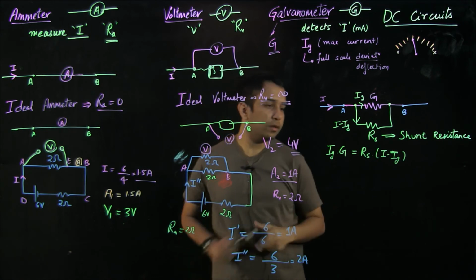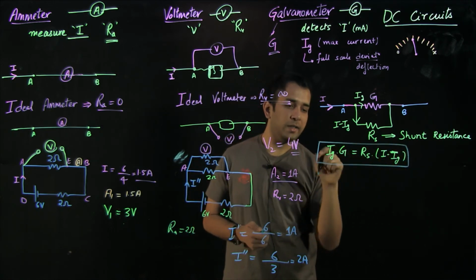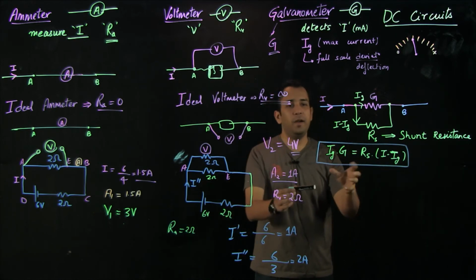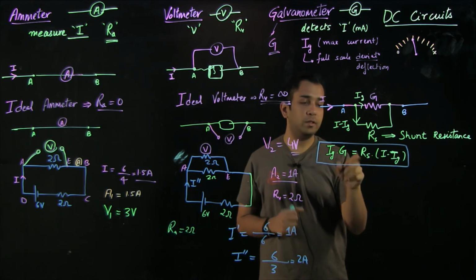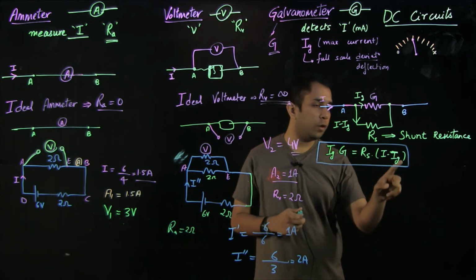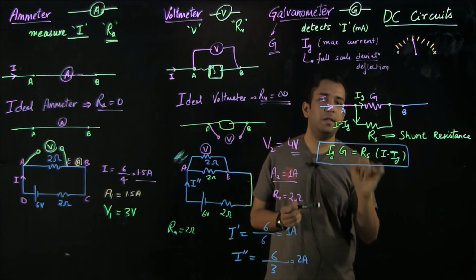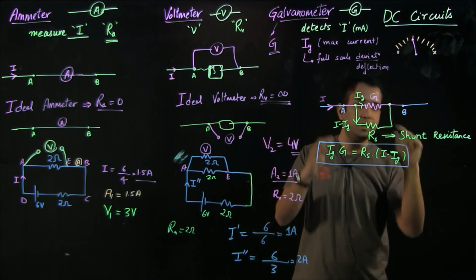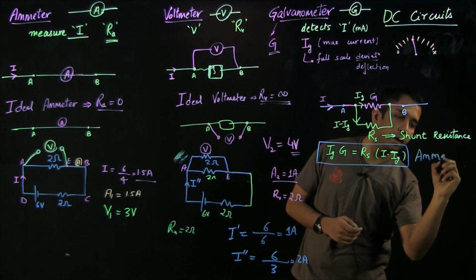In this equation, Ig is known to us because we have purchased the galvanometer and we are the ones implementing it. We know the galvanometer resistance. We know the shunt resistance because we are implementing it. We know Ig. So the only unknown in this equation is I. I is the current which we want to measure. So through this circuit, the galvanometer is converted into an ammeter.